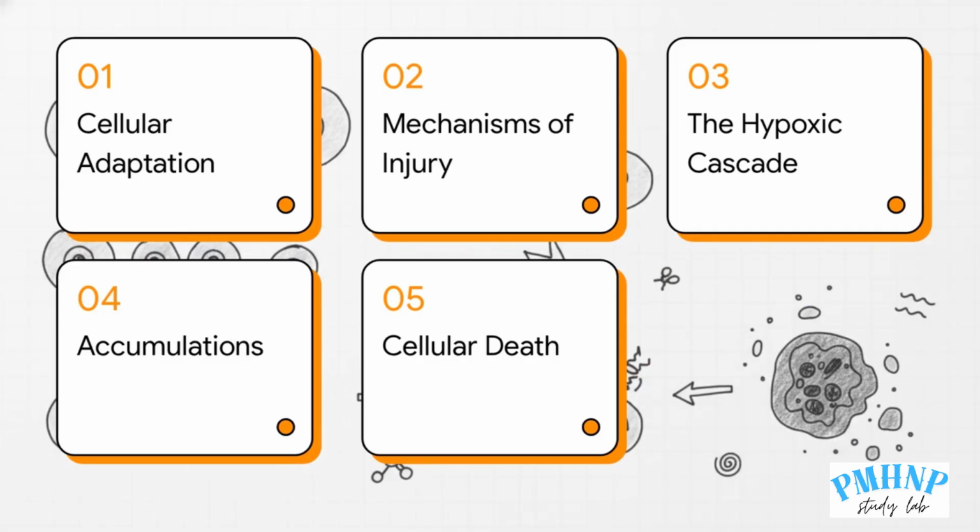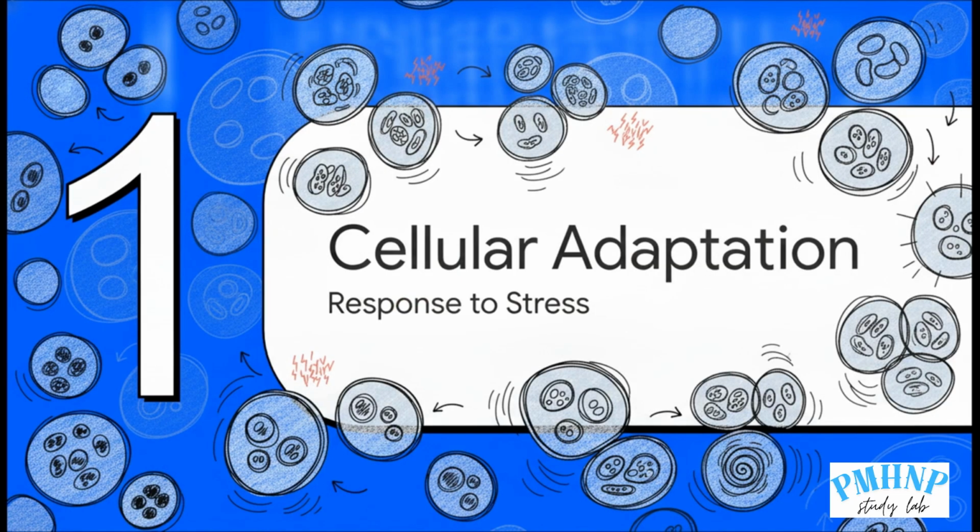Okay, let's dive into this. Here is our clear pathophysiologic flowchart for today. Cellular adaptation to stress, mechanisms of cellular injury, the hypoxic cascade, accumulations and pathologic calcification, and we'll wrap up with cellular death. Starting right off with Section 1, cellular adaptation to stress. Because a stressed cell isn't immediately an injured cell, its very first survival instinct is to adapt.